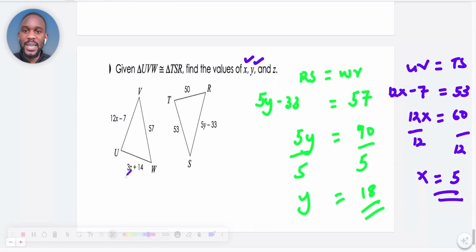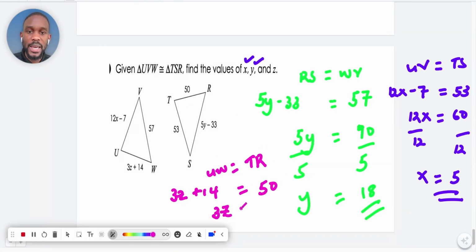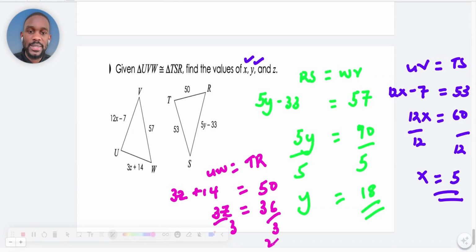What about Z? Where is Z? Z is right here. It's UW. UW is first and third, so it's equal to TR. Why? Because corresponding parts of a congruent triangle are congruent. So 3Z plus 14 is equal to TR, which is 15. You'll get 3Z being equal to 36. You'll get Z being equal to 12.